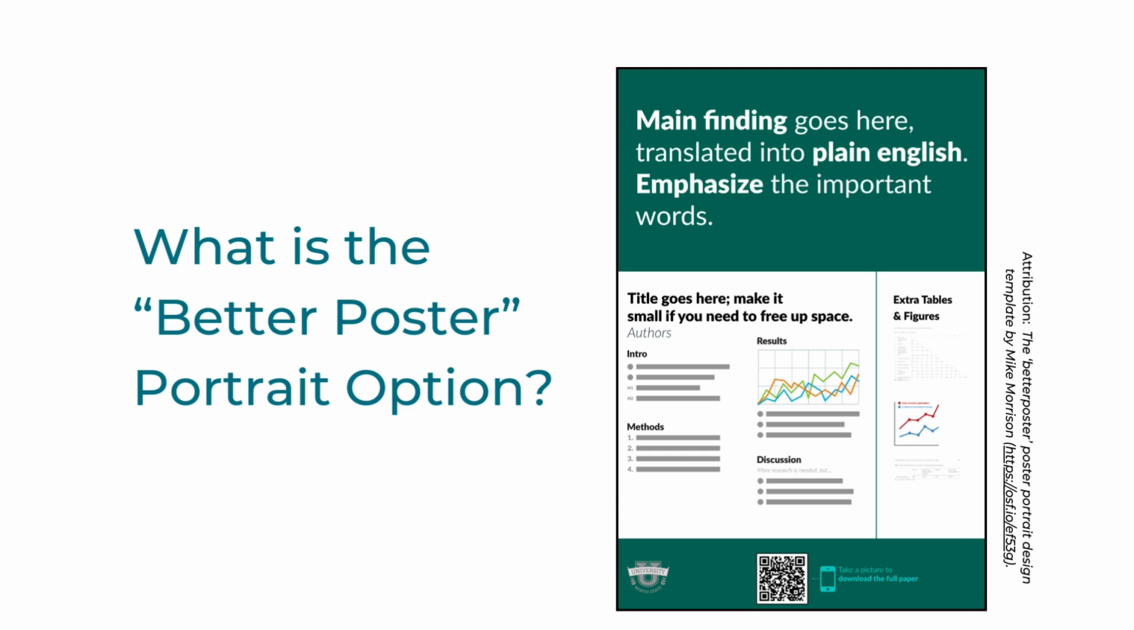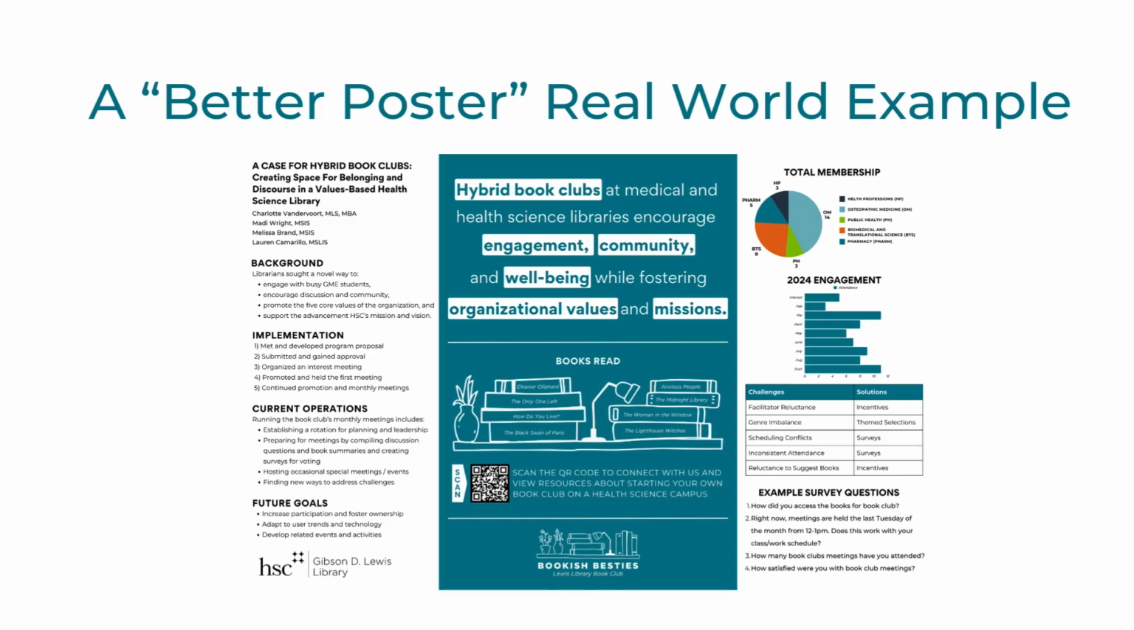Because I know that RAD is a portrait oriented poster this year, I also found a portrait option for the better poster. It shows you how you might want to break it up. There is not a whole lot of rhyme or reason to it. Just know that you want that main idea very prominent on your poster, so that people can figure out very easily if it's something they want to talk to you about or ask questions about. And just a real world example, we have a book club. We presented on the book club and did a poster. And this is our better poster real world example that we did.